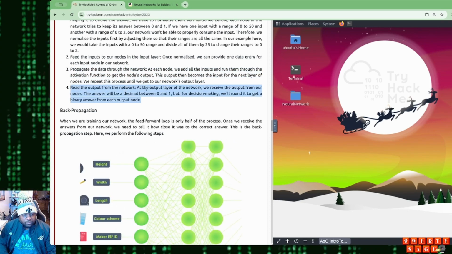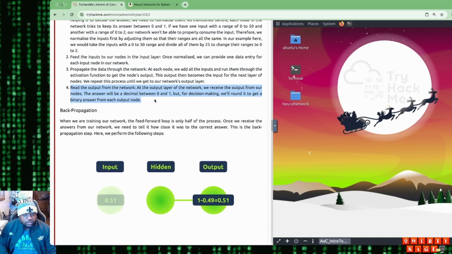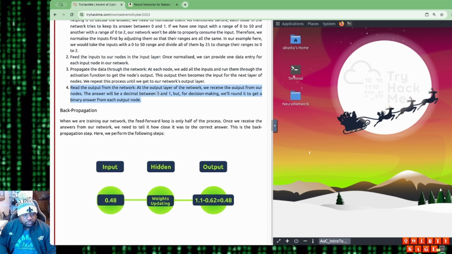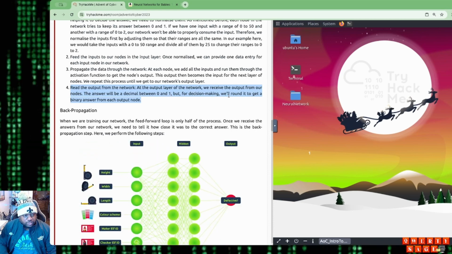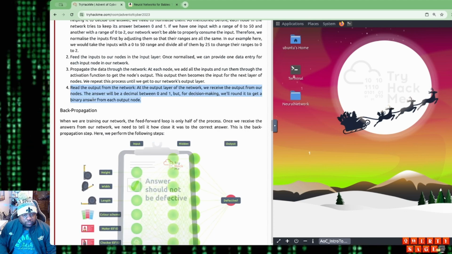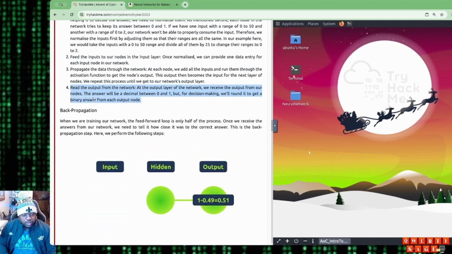Then we read the output from the network, and the answer is going to be a decimal between 0 and 1. And we'll round it to get a binary answer from each output node.